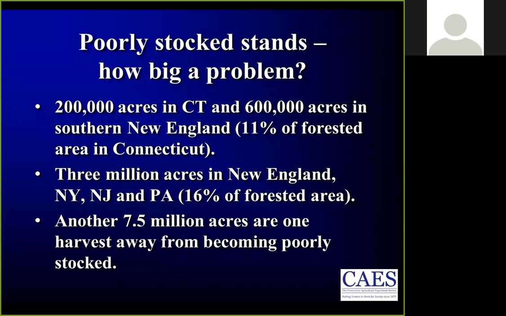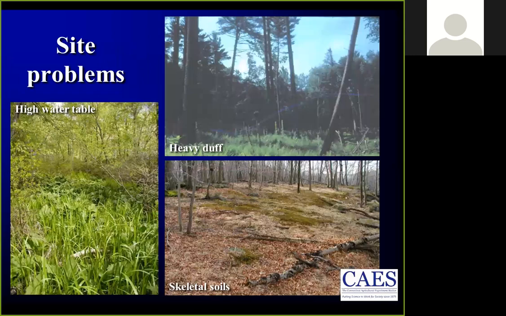It's pretty scary. There's a lot of reasons why we can have degraded stands and those with poor stocking. Sometimes we can have a high water table, and chances are you're never going to grow much there. It depends upon where you're at. Here in southern New England and in a lot of the country, it's going to become a red maple swamp. You could have heavy duff layers that inhibit regeneration after a forest harvest. Or on top of a lot of ridges, you could have skeletal soils.